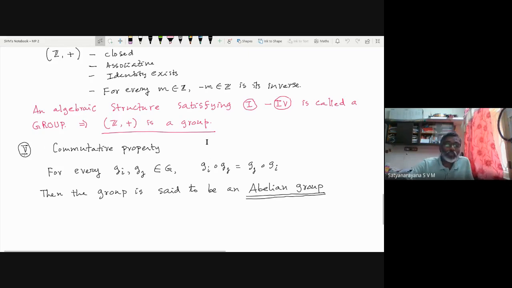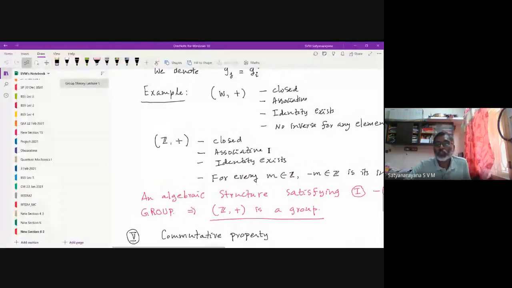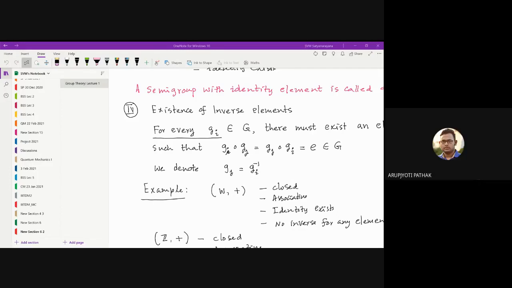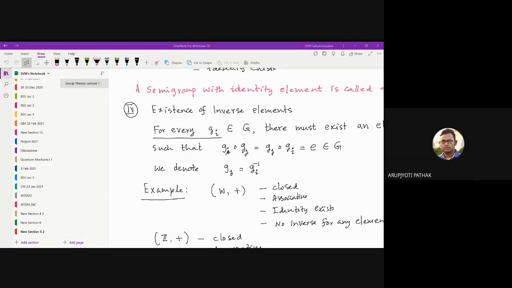Okay. So any questions at this level? This we have defined. We have spent some half an hour or so in defining what a group is. So any doubts or any questions? Good morning, sir. Yeah, good morning. Sir, that E identity element is 0 or 1?